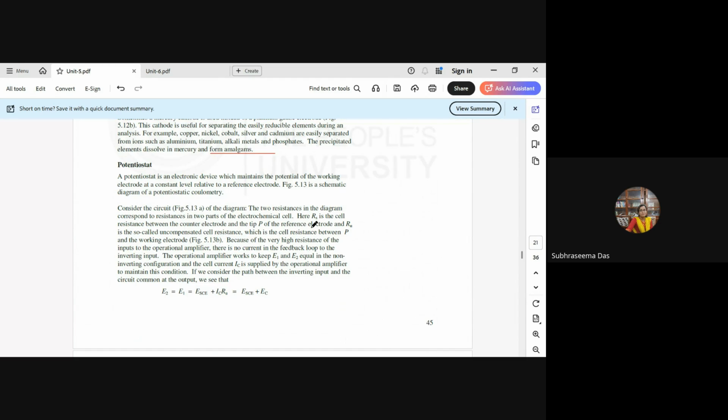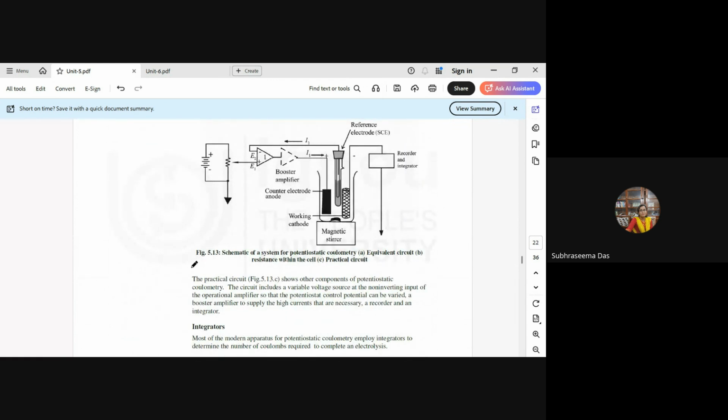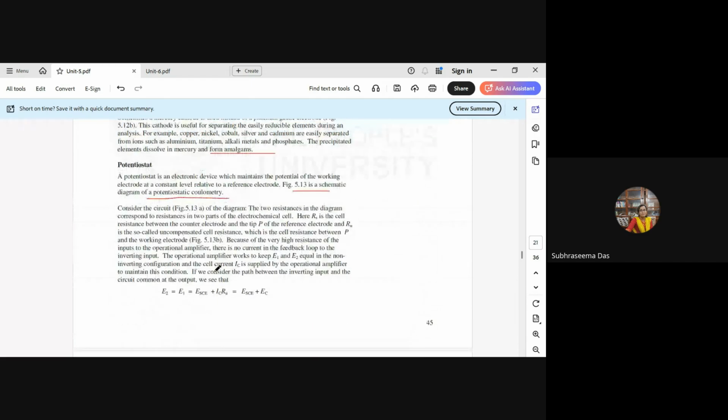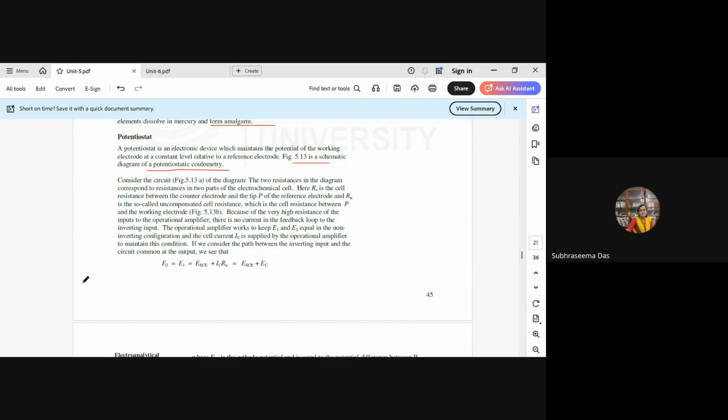A potentiostat is an electronic device which maintains the potential of the working electrode. Figure 5.13 is a schematic diagram of potentiostatic coulometry. This figure shows how potentiostatic coulometry works. Consider the circuit in figure 5.13. The two resistances in the diagram correspond to resistances in two parts. Here RS in the cell is the resistance between the counter electrode and the tip P. RU is the uncompensated cell resistance, the cell resistance between P and the working electrode.